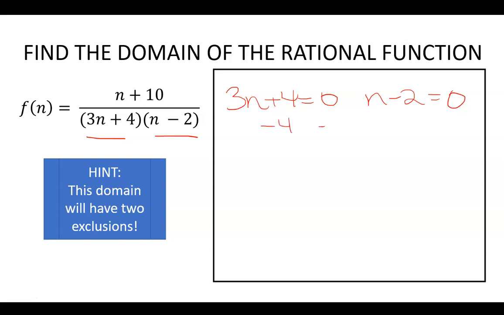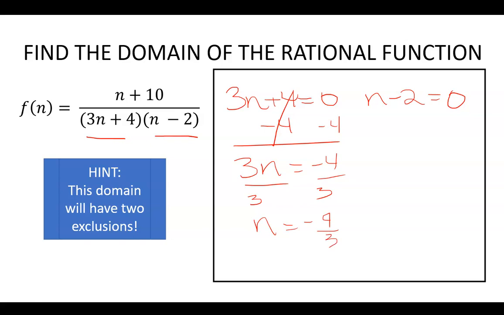So -4, that is gone because that is 0. Divide, divide. I get n is -4/3. And then over here I add 2, and I get n is equal to 2. So I'm ready to write my domain.